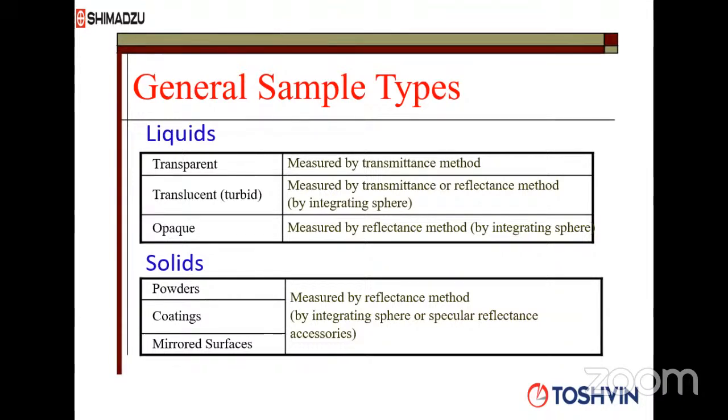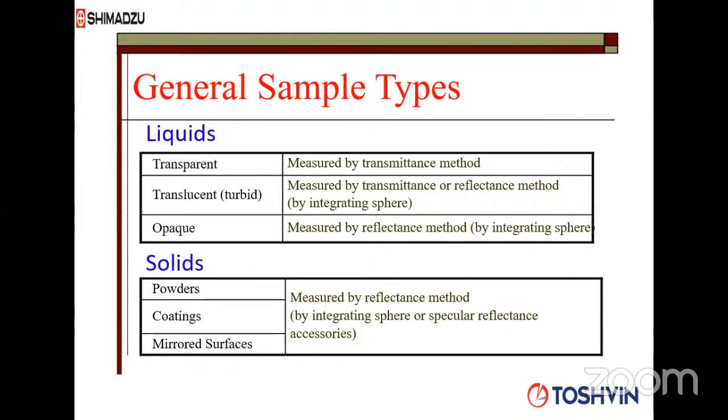Then solid samples. It can be a powder, it can be a coating, it can be a mirrored surface. So different types of solid materials are there, but you can measure only the reflectance of a solid surface. And for that, you require either an integrating sphere, or there is one more attachment known as specular reflectance attachment.